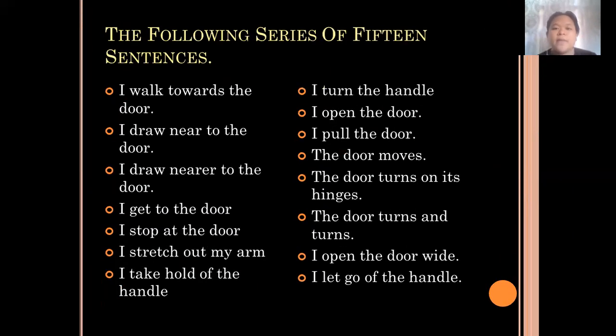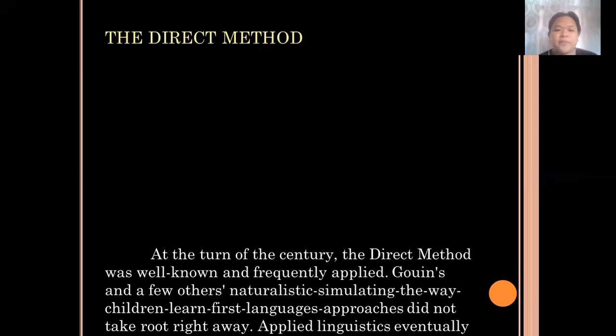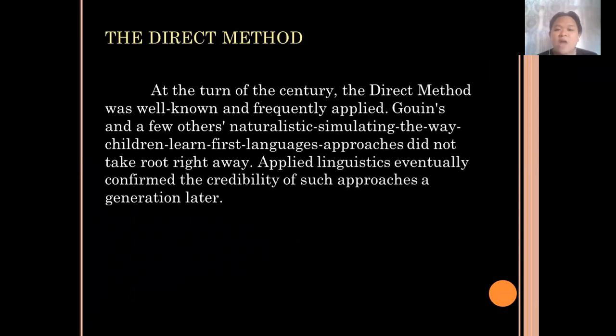Sorry about that. Okay, the next is the direct method. At the turn of the century, the direct method was well known and frequently applied. GOUIN and a few others tried naturalistic approaches simulating the way children learn first languages, but these did not take root right away. Applied linguistics eventually confirmed the credibility of such approaches a generation later.